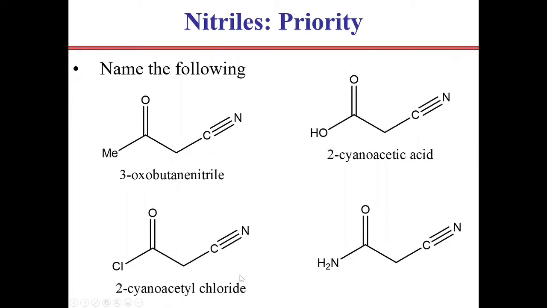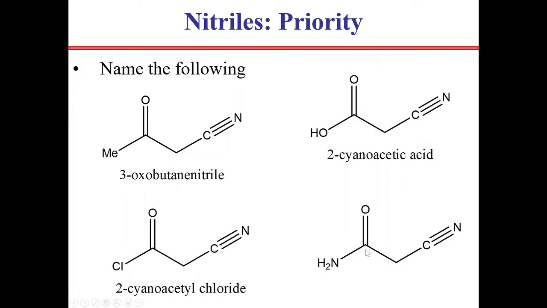Our last nomenclature example requires us to consider the priority of something that is a carboxylic acid derivative versus the priority of something that is a carboxylic acid derivative. Both of these carboxylic acid derivatives contain nitrogens, and so now we have to split hairs. Which of the nitrogen-containing carboxylic acid derivatives has higher priority? And the answer is amides take priority over the nitriles.